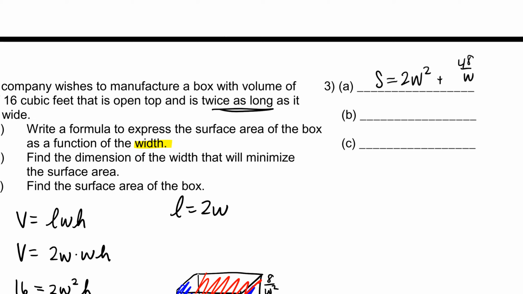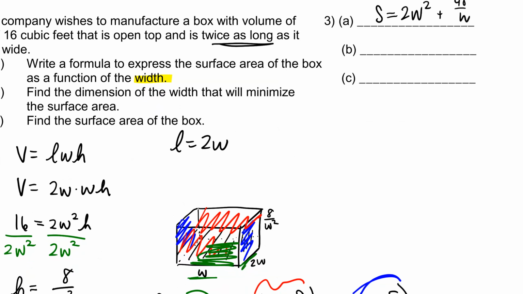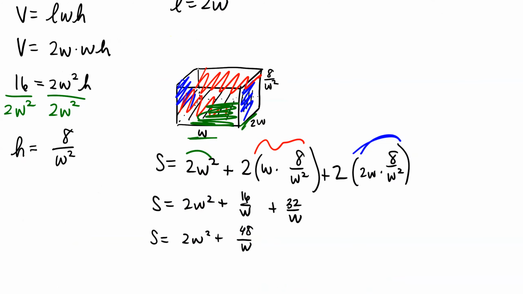So what we just found, that equation, that is part A. That is a formula to express the surface area of the box as a function of width, right? So that's where it goes, right up there. Okay. So the next part, we're trying to minimize. Anytime we're minimizing and maximizing, what's the next thing we gotta do? Take the derivative.